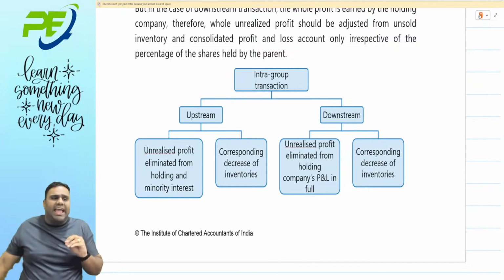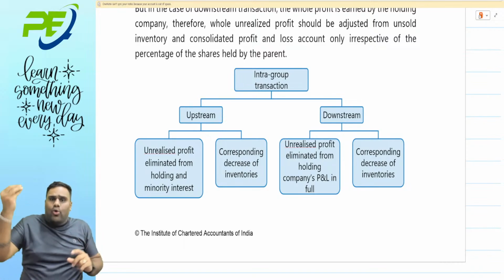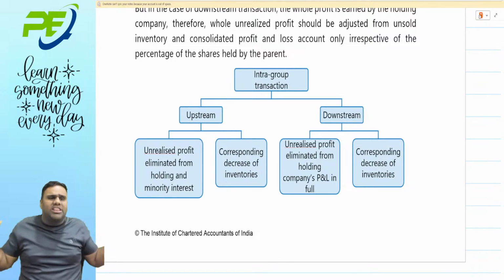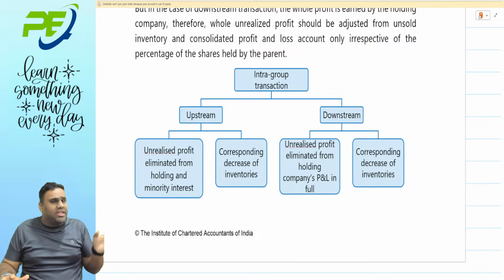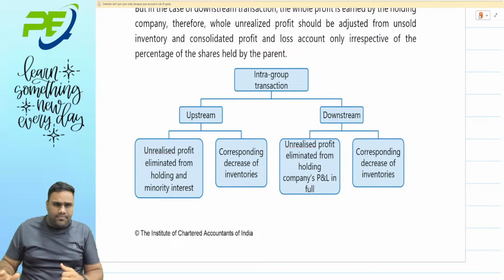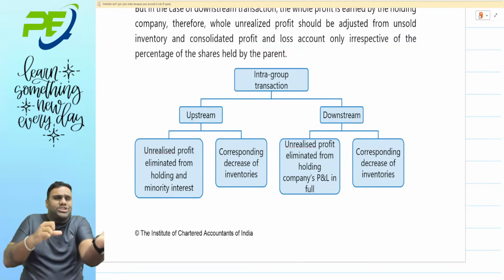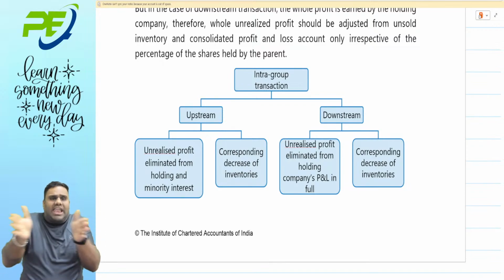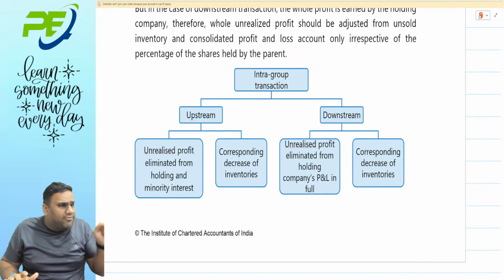So what we will do, we will reduce purchases, we will reduce sales. Whether I sell goods to Moksha or Moksha sells goods to me, in other words, holding sells goods to subsidiary or subsidiary sells goods to holding, you will subtract it from sales and purchase. Apart from that, I sold goods to Moksha, so I would have definitely charged profit, and it is there in Moksha's balance sheet. Now when we are adding both, that profit we have to reduce.